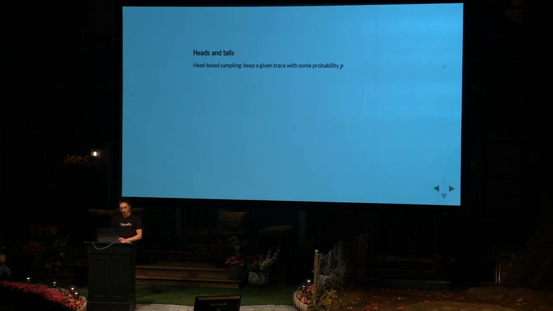So one approach is usually called head-based sampling. The idea here is that you pick a number, like 0.01, and then you keep every trace with that probability. So you keep 1% of the execution traces that happen in your system. You could also express this as a rate if you want to be a little bit fancier. So I'm going to keep a certain number of traces per unit time.